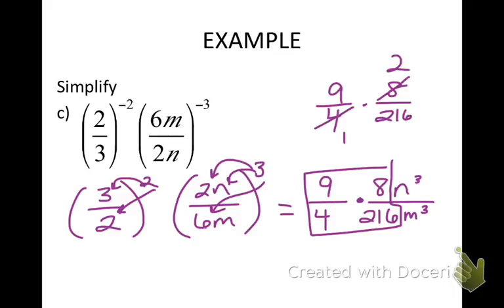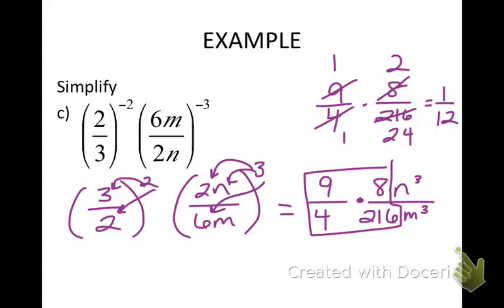Yep. Can 216 and 9 reduce? 216 divided by 9 is 24. That's nice. So 9 goes to a 1, 216 goes to a 24. So it's just 2 over 24, which reduces to 1 over 12. Good. So what's my final answer going to look like?